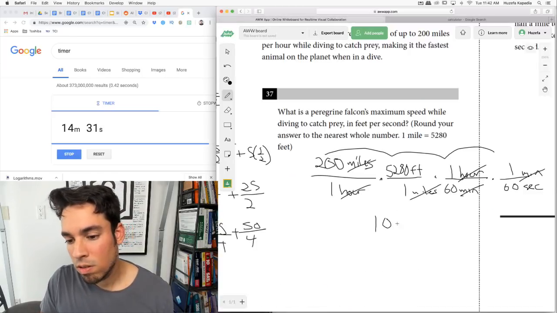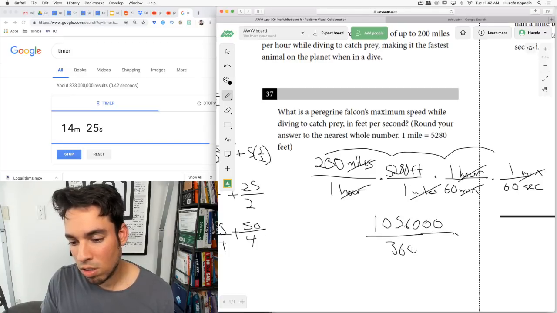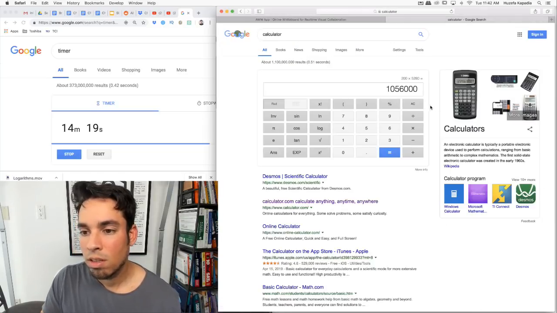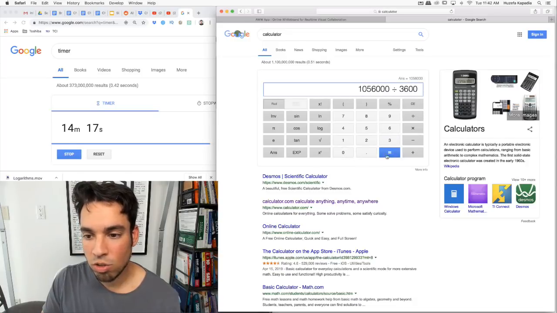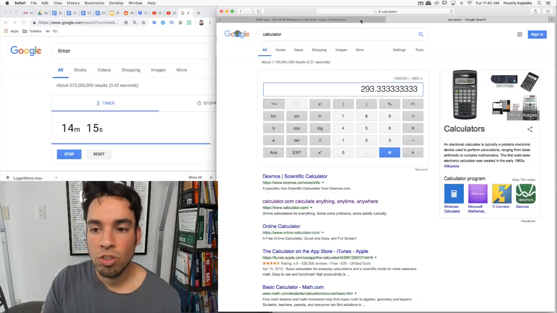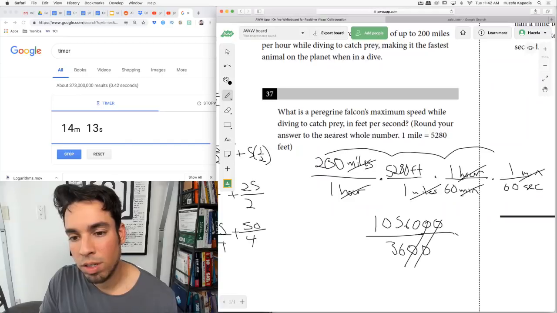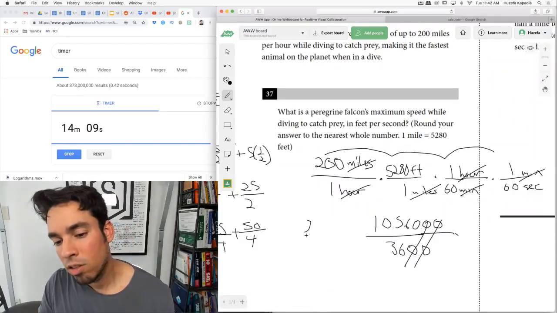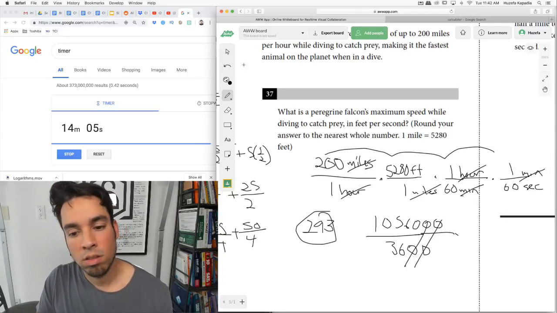200 times 5,280 on top equals 1,056,000. And then on the bottom, it's 60 times 60, which is just 3,600. And then we divide, let's cross off these zeros. But actually, I've got it in my calculator, so it's easier. Divided by 3,600, just 293.3 to the nearest whole number, so 293.